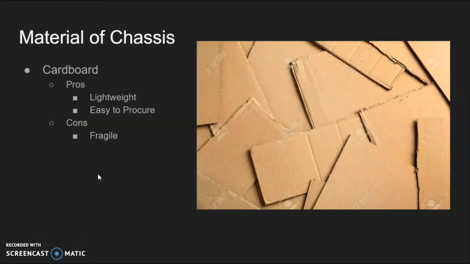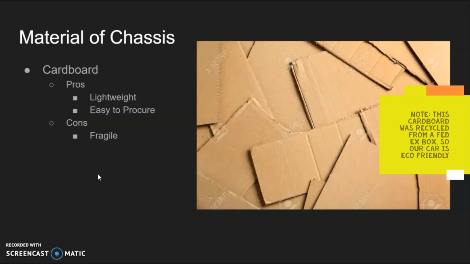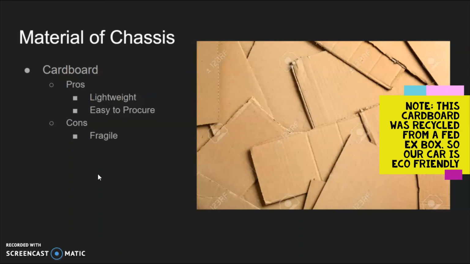So now let's go over the materials we used to craft the chassis. We used cardboard specifically to craft the chassis, and the reason we used cardboard is because it's super lightweight and it's very easy to procure. Because we're in a virtual setting, we can't go to our school makerspace for materials. We have to use what we have at home, and we had tons of cardboard, so we used cardboard. The only real con is that cardboard is super fragile. It bends very easily. But we were very careful while handling the car so that the cardboard wouldn't bend.